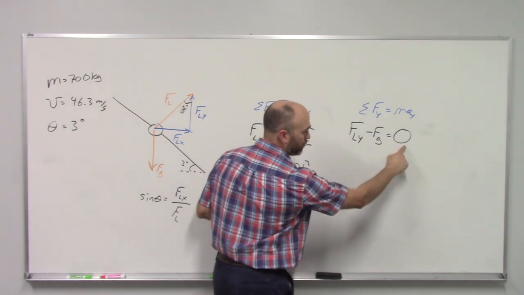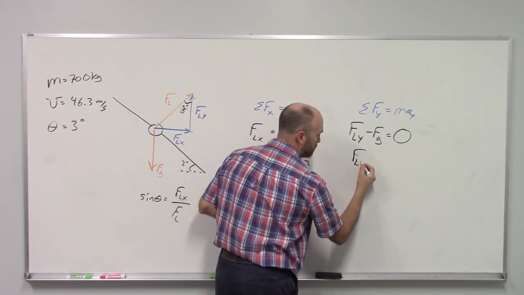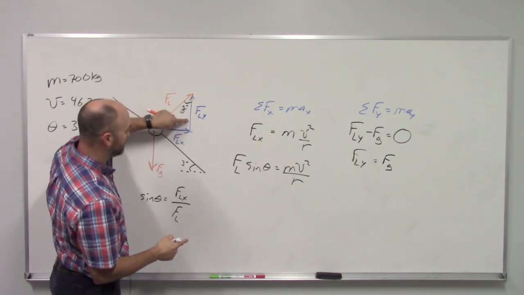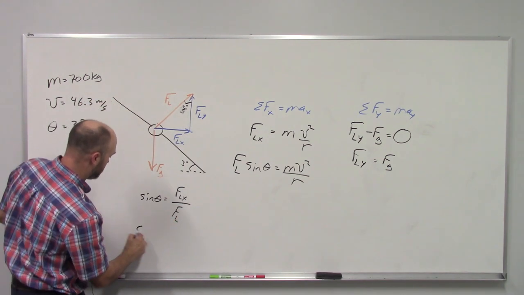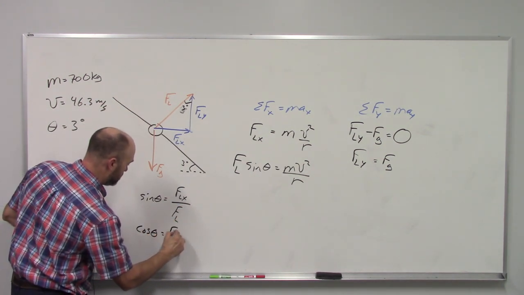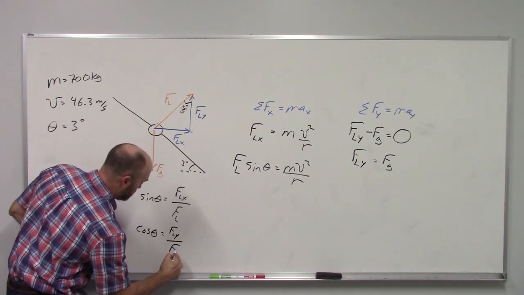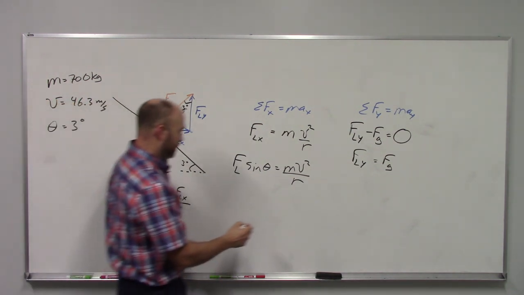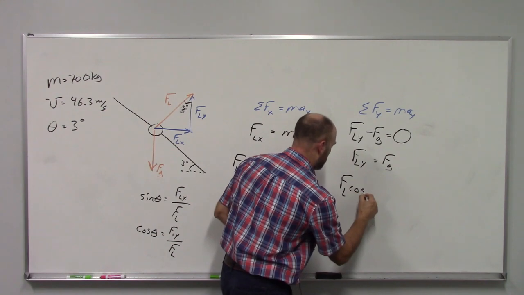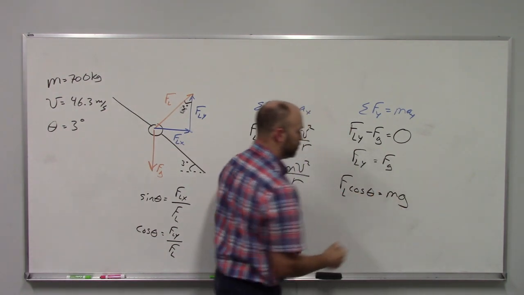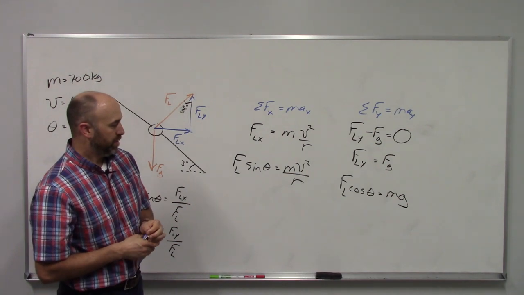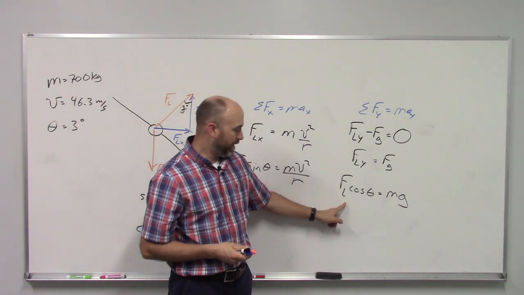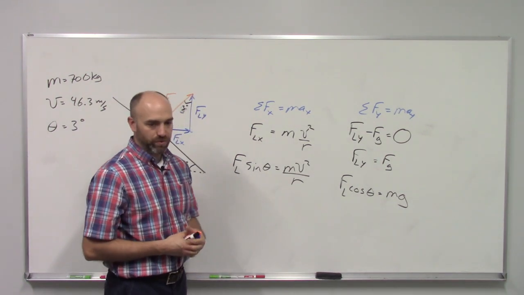So we'll just add the force of gravity to the other side. So the force of lift in the y direction is equal to the force of gravity. And then the force of lift in the y direction is this side, so that's touching the angle, so that's going to be cosine theta. So the force of lift times the cosine of theta equals mg. And since we know m and g and theta, we can solve for the force of lift here. And once we have that, we can plug it in over here, and that'll tell us the radius.